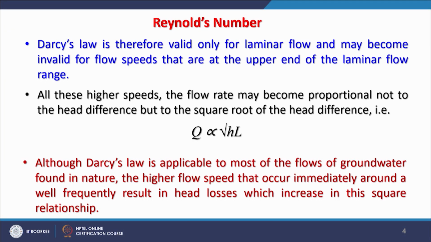So, Darcy's law is applicable to most of the flows of groundwater found in nature, because, as we have said, in general the Reynolds number for groundwater flow is less than 1. But because of heavy pumping it may go a little higher, and if it goes beyond 10 then we will encounter turbulent flow. So, the higher flow speeds that occur immediately around the well will frequently result in head losses, which increase in a square relationship.